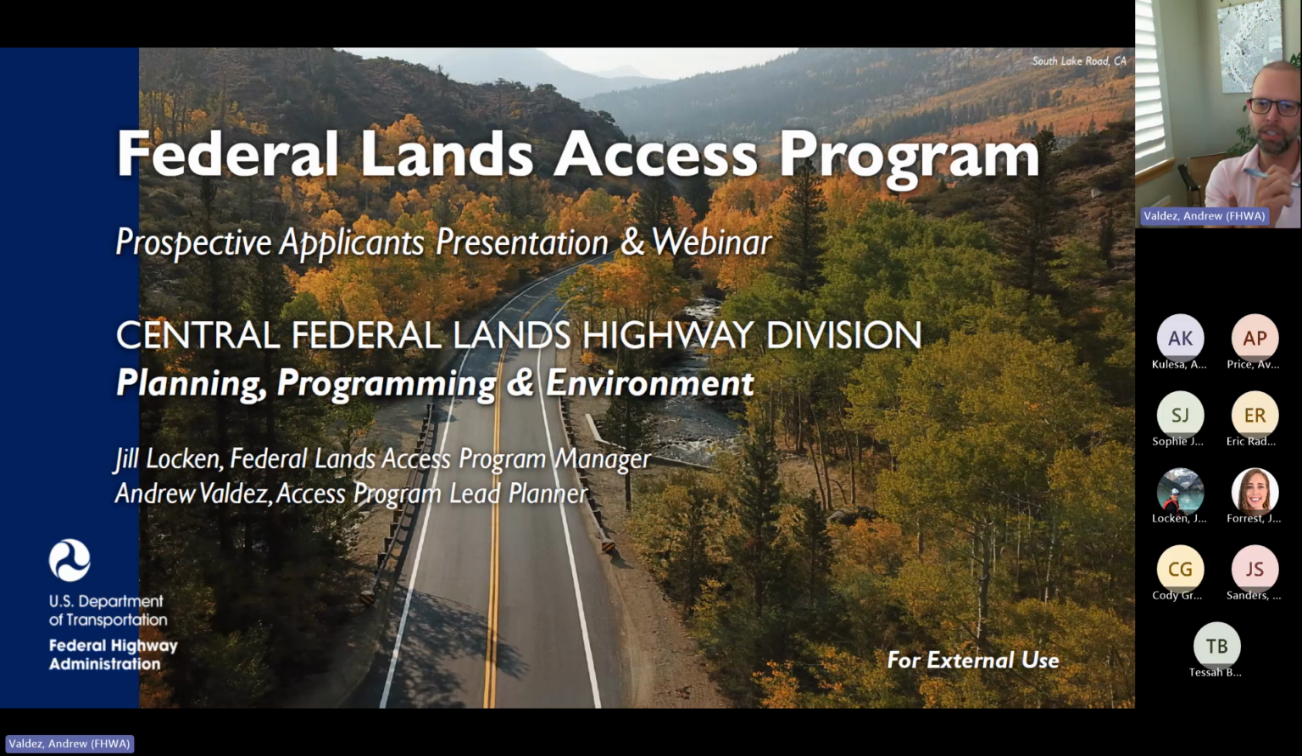Second, this presentation today is really geared mostly for local government agencies, since you all own and manage the facilities where FLAP dollars are going to get spent. So that means it falls on you to develop and submit the applications. And we'll get into the details of the actual application later in the presentation here.